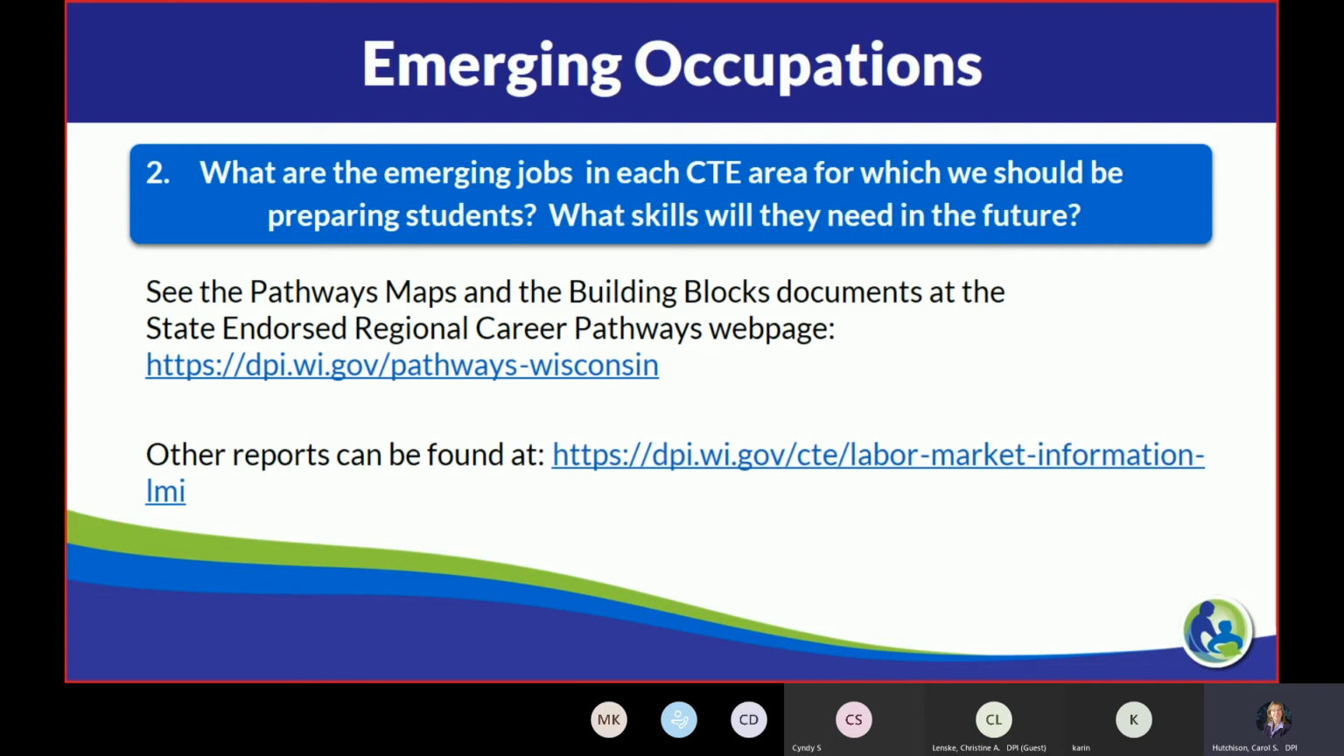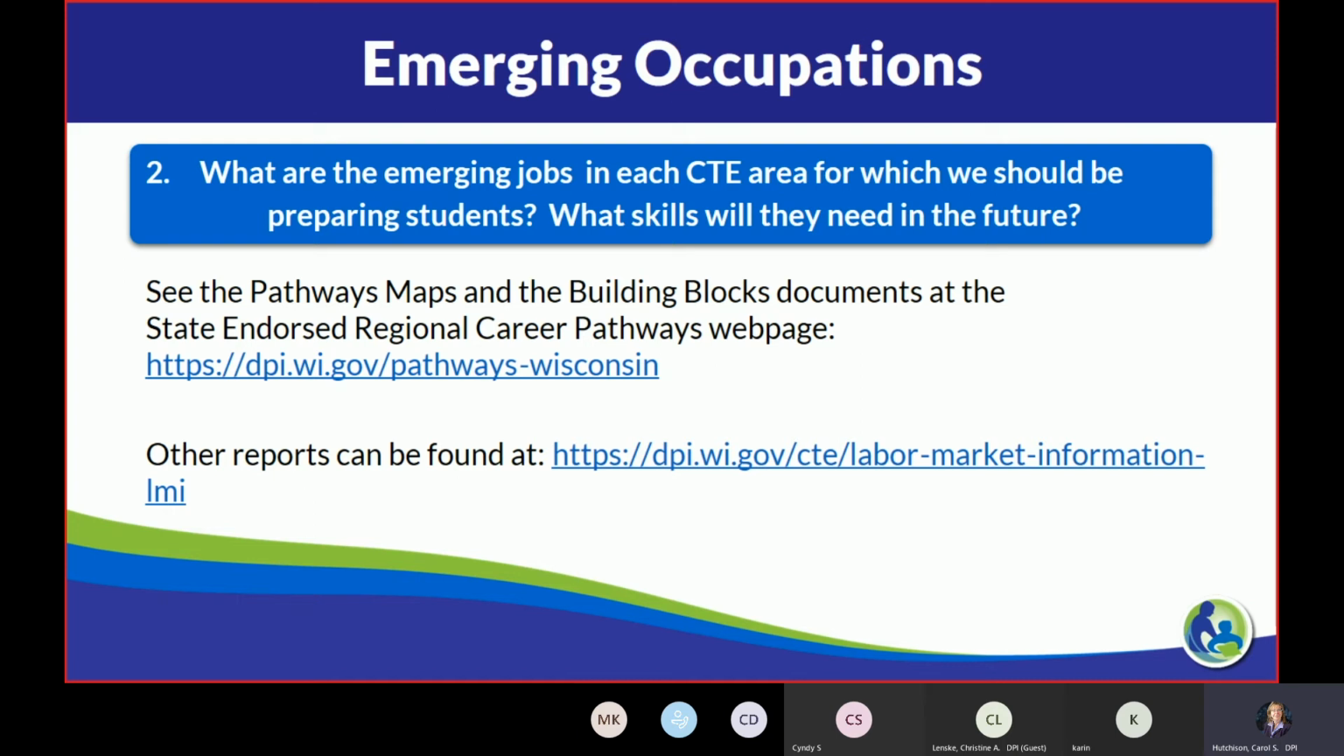Fortunately, there are many reports out there that discuss future trends in specific industries or in the world of work in general. Some of these reports will even make predictions about how these future trends may impact the types of jobs that will be available to students in the future and the skills they will need. Remember, this work has already been done for the state-endorsed regional career pathways.